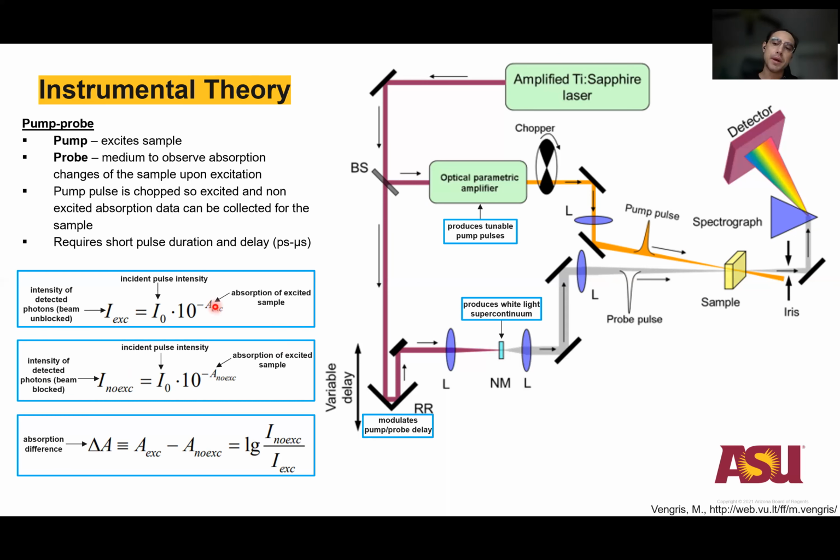So what we're measuring is actually the difference between these two, right? To measure the absorption difference, which is termed delta A, we're going to need to subtract the ground state absorption from the excited state absorption. And to do this, you can take the log of each of these equations, right? Then you can end up getting your absorption values, and then you're left with this equation here.